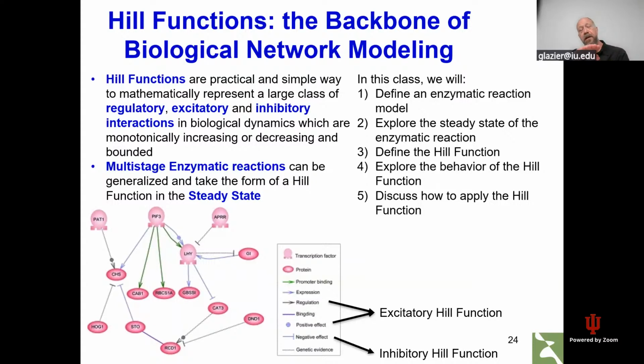If you have an activator and you have very little of the activator, then you produce a low amount of whatever the product of that reaction is. As the amount of activator increases, the production goes up very slowly at first, and there's a region in which the rate of production goes up fast, and then that amount will saturate. And so you get a sigmoidal response.